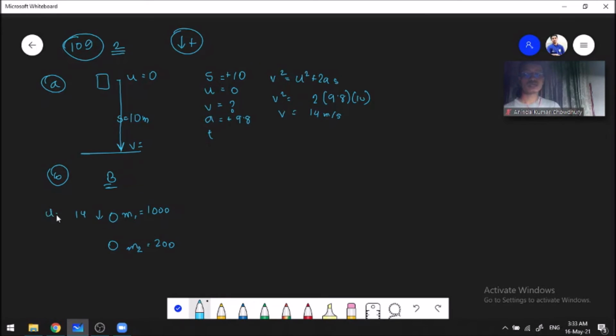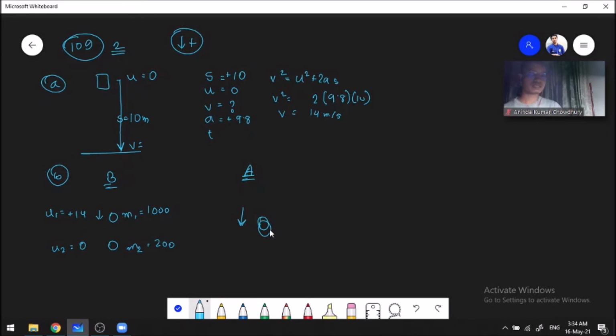Therefore, our U1 is 14. For this math, we have taken the downward direction as positive. Therefore, our U1 will be positive 14 because the velocity 14 was downwards, and our U2 will be 0 because our pile was stationary basically. So after the collision, the question says that they both move with the same velocity downwards.